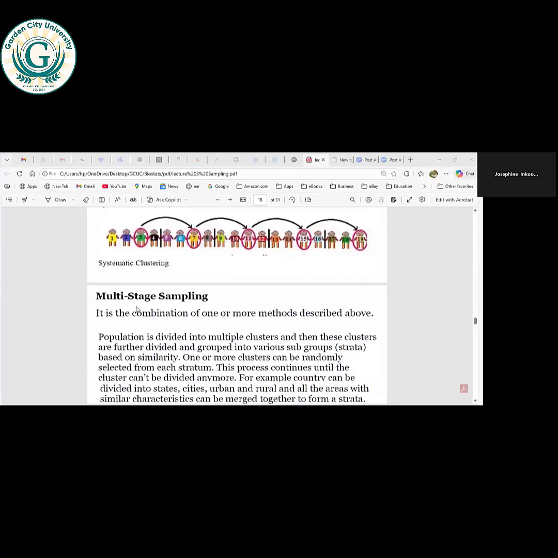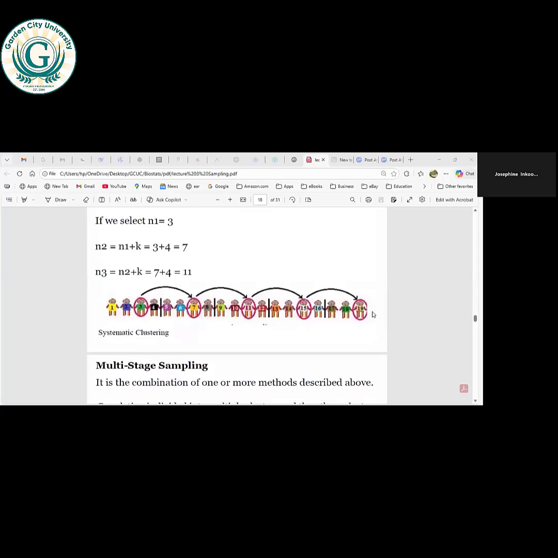Let's assume that 1, 2, 3, 4 are folders in the shelf, and the last one here is 20. You've calculated that you are going to select every fourth folder. So the moment you select one, the next fourth folder you are going to select, and the next fourth folder after that.